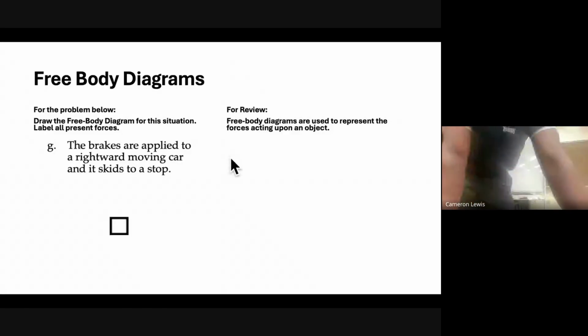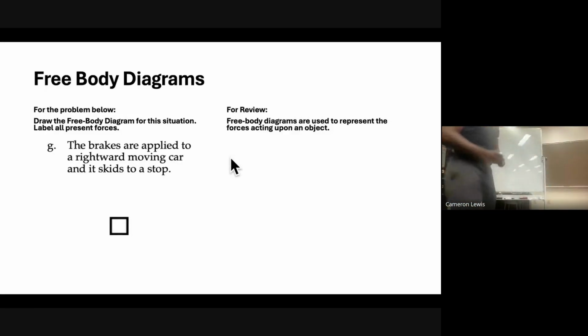All right. So I got a car, right? So let's think about it. What forces do we have present in this free body diagram? Throw some at me.